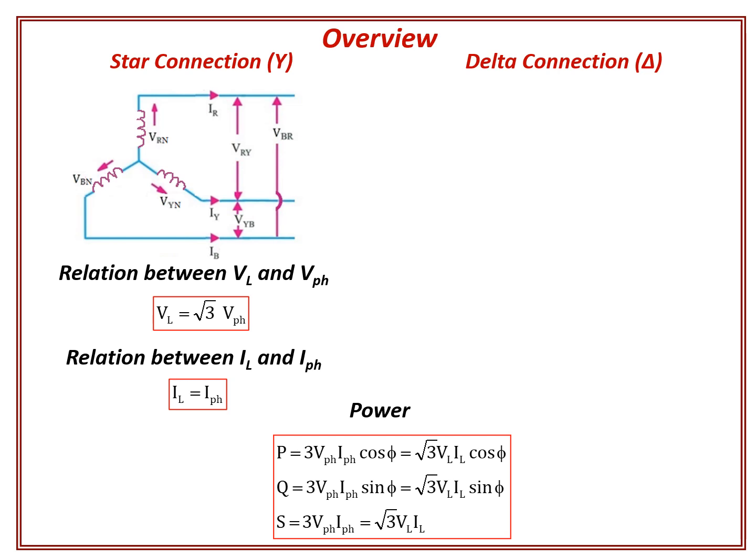The reactive power in terms of phase voltage and phase current is 3 V phase I phase sin phi. In terms of line voltage and line current, it is root 3 VL IL sin phi. Apparent power in terms of phase voltage and phase current is 3 V phase I phase. In terms of line voltage and line current, it is root 3 VL IL.